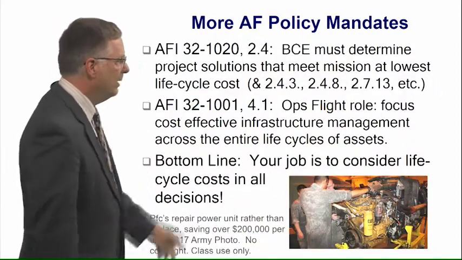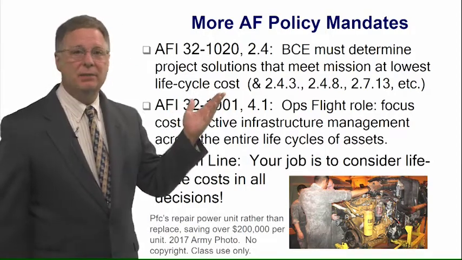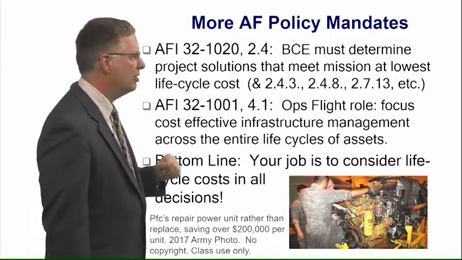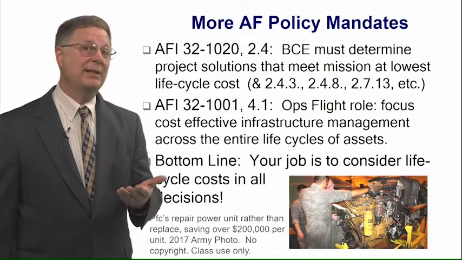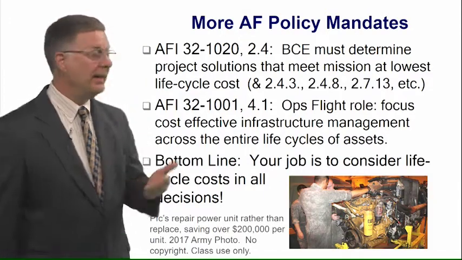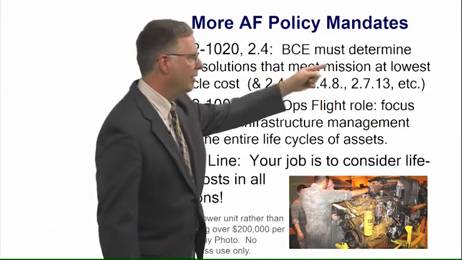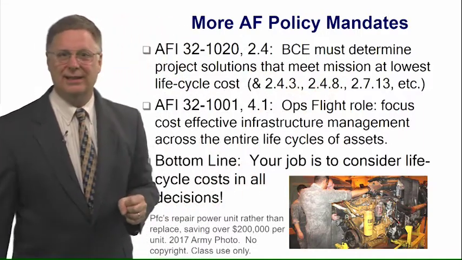32.10.20. One of the fundamental paragraphs is base civil engineers must determine project solutions that meet the mission at the lowest life cycle cost. So it basically repeats that executive order. And then it repeats it over and over and over again throughout the entire document.